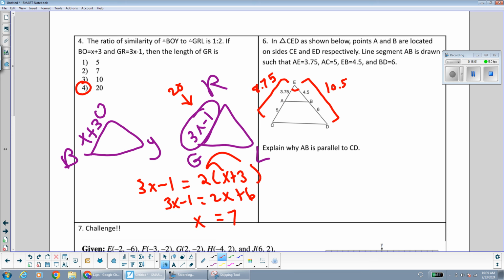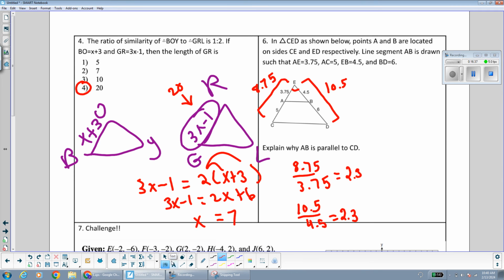Let me try out the scale factors here. So I'm just going to do side from big triangle over corresponding side from small triangle. That's 8.75 divided by 3.75, and that is approximately 2.3. And then if we do 10.5 over 4.5, the other side from big triangle over the corresponding side from small triangle, that's the same thing. So the scale factors are the same. This is an SAS situation.